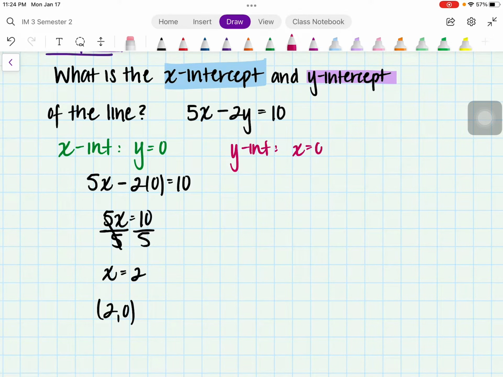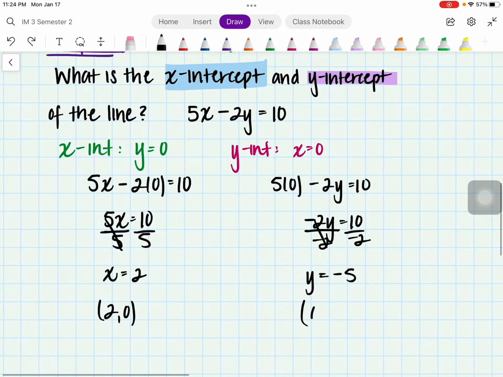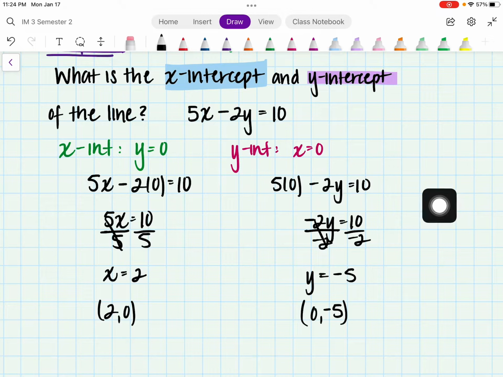Let's do the same thing with our y-intercept. Once again, to solve for the y-intercept, you have to make x equal to 0. So that would be 5 times 0 minus 2y equals 10. 5 times 0 is 0, so bring down the negative 2y equal to 10, divided by negative 2, and y equals negative 5. So our y-intercept is at the point (0, negative 5).